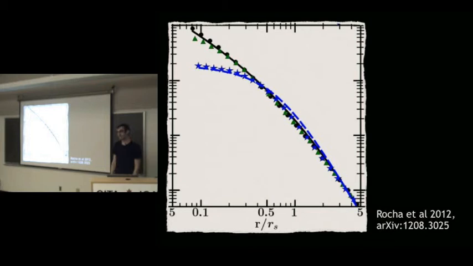What are the concentration parameters of these low mass halos? I don't remember. For the NFW fits, the concentration parameters are 10 maybe. So it goes up towards lower mass. Yes, that's right. Yeah.